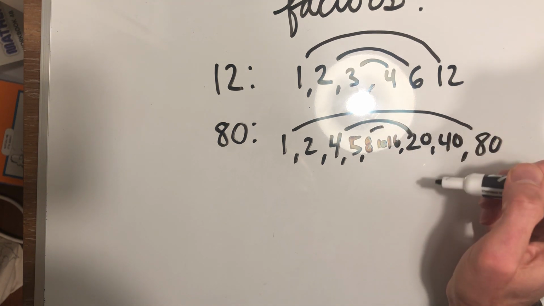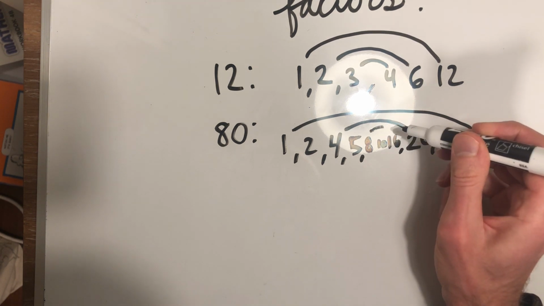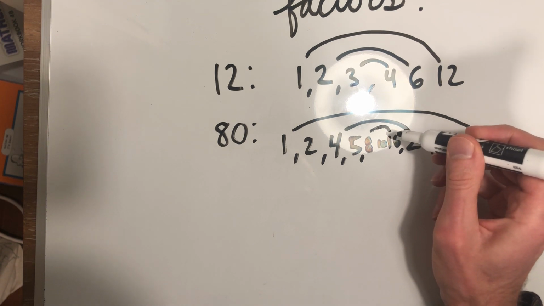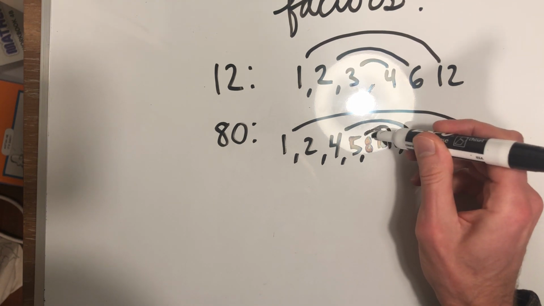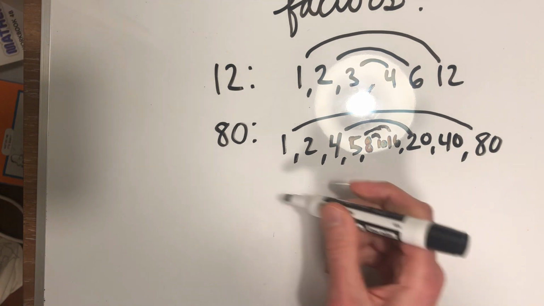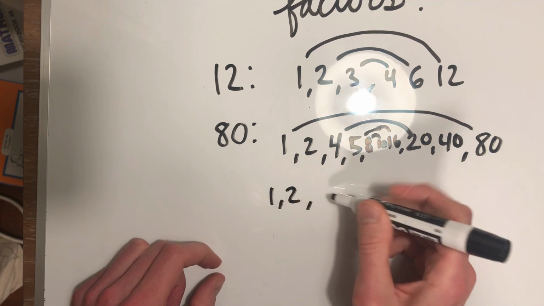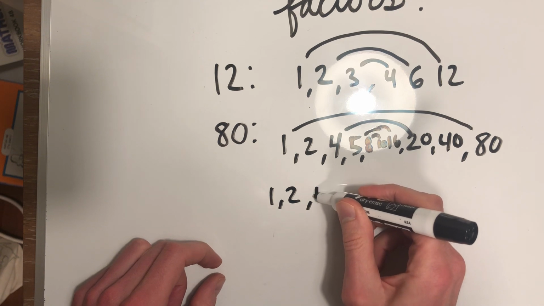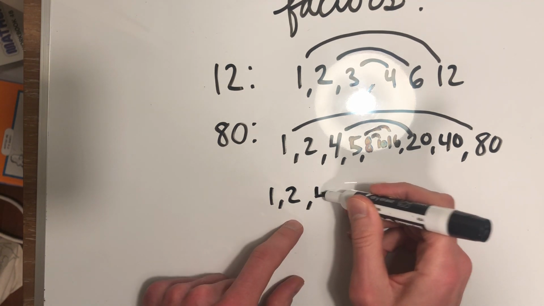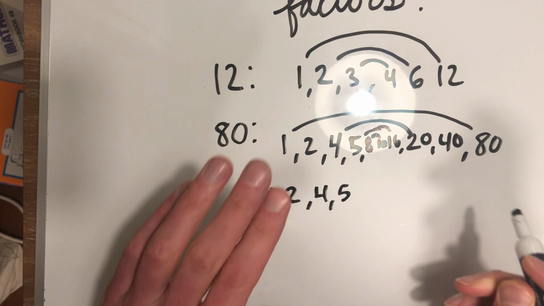Oh yeah, it's 5 times 16 and then 8 times 10. Oh, those are tight. But anyway, so the factors, I mean, are 1, 2, 4. Multiples and factors are kind of like the same thing.